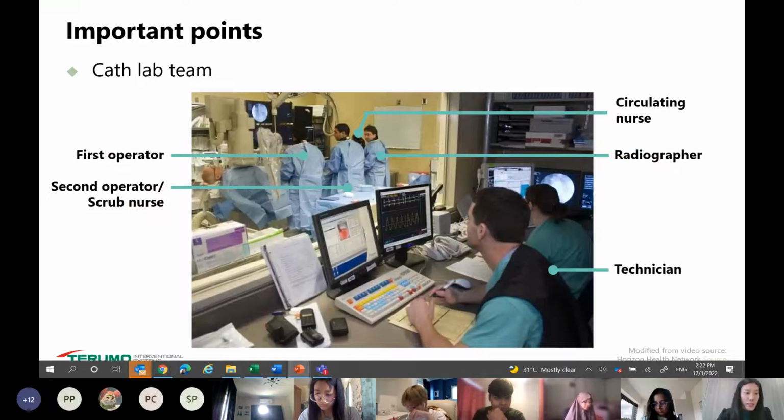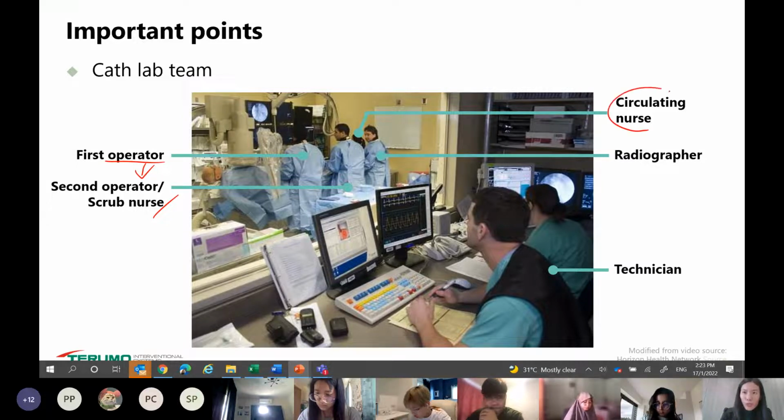So for the cath lab team, you will see the first operator, which is usually the lead interventional cardiologist performing the procedure. And beside this first operator, there's this second operator who could be an interventional cardiologist, or it could also be a scrub nurse. So this second operator might not be a doctor, he could be a scrub nurse also. This person is basically the assistant for the procedure. So this person will always stay by the side of the first operator.